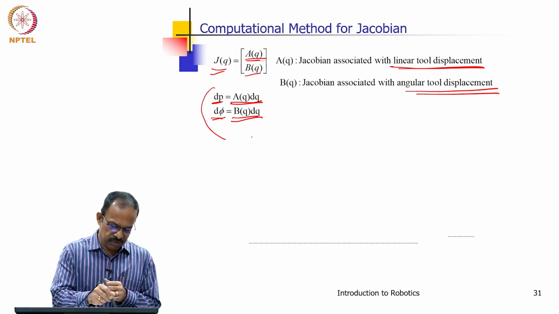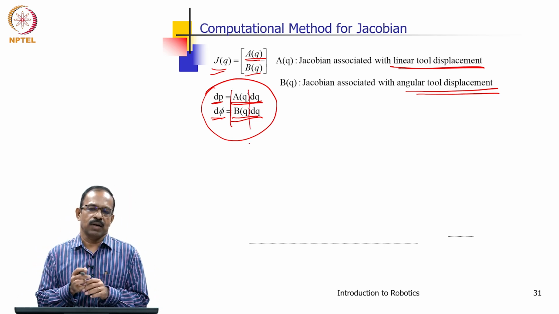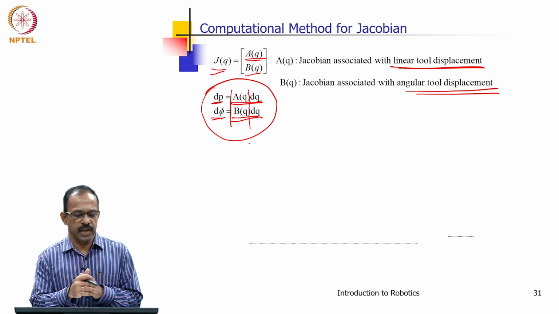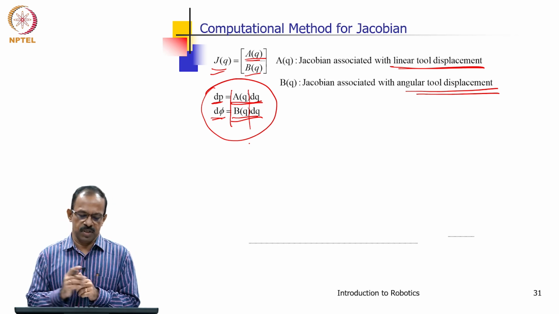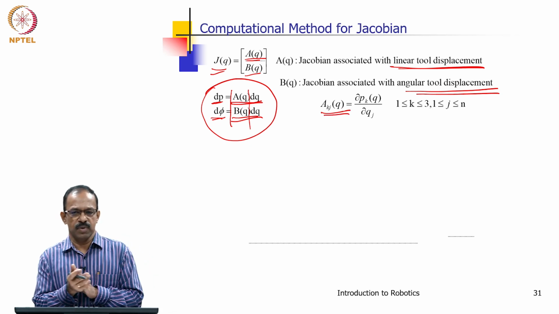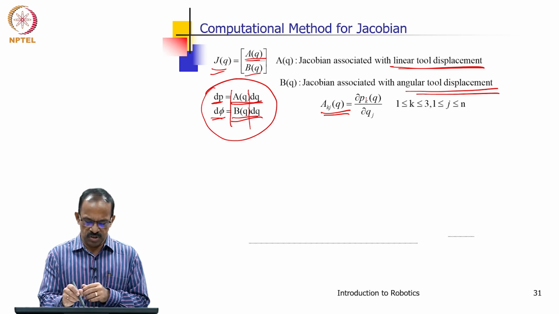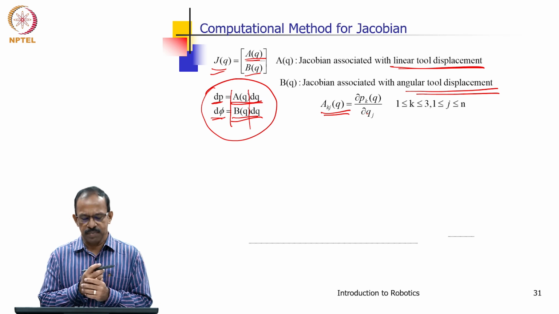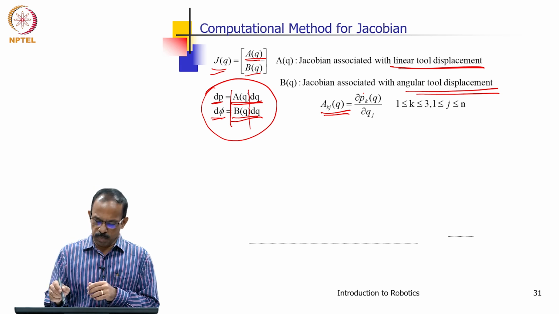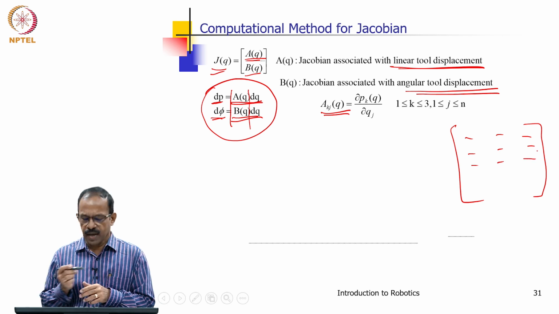So, this way if you define the Jacobian, now we can calculate A and B and then find out the complete Jacobian of the manipulator. A is for the linear tool displacement and B is for the angular tool displacement. Now, A_kj, as we saw in the previous examples also, is basically the partial derivative of P with respect to Q, that is the change in position with respect to the joint variables. That is the top part. So, you have the Jacobian and the top 3 rows for the linear velocities.